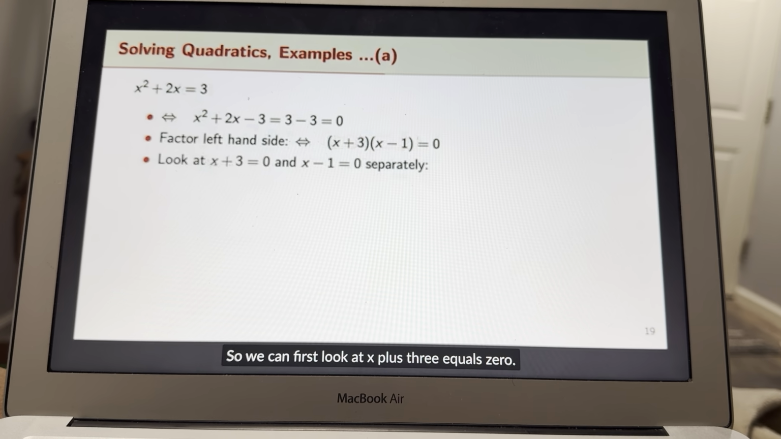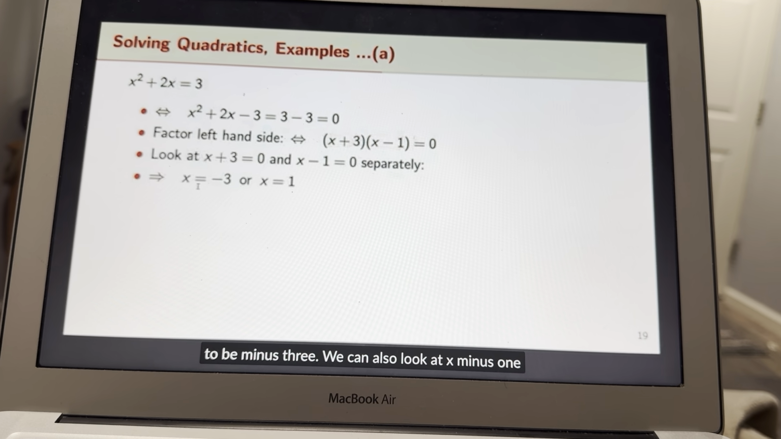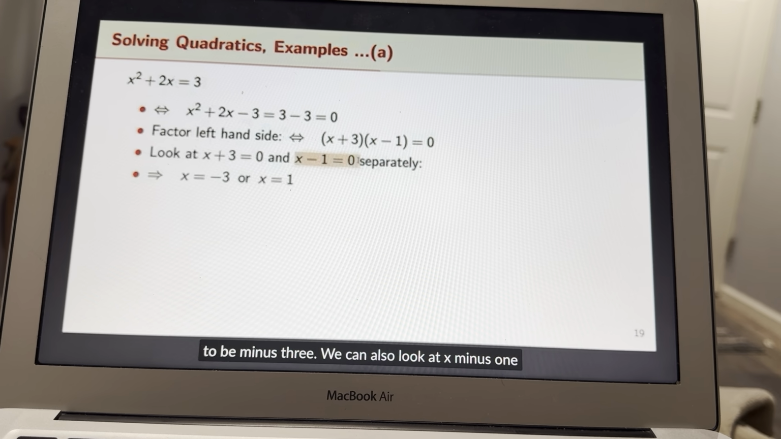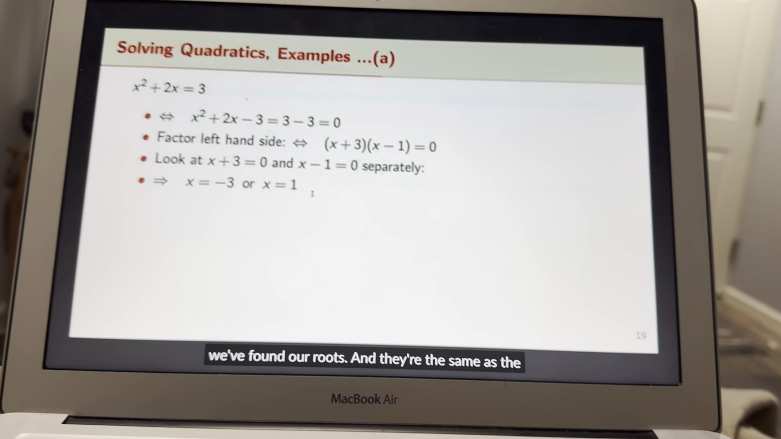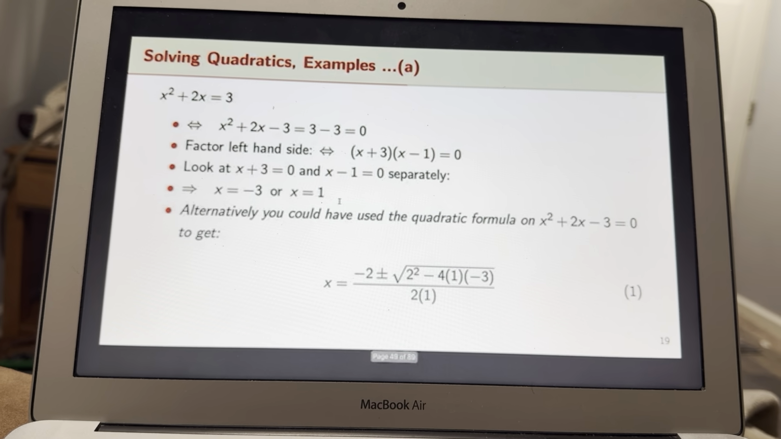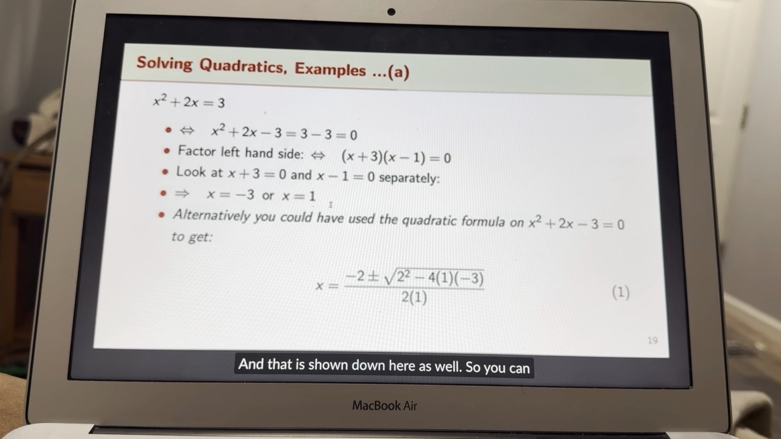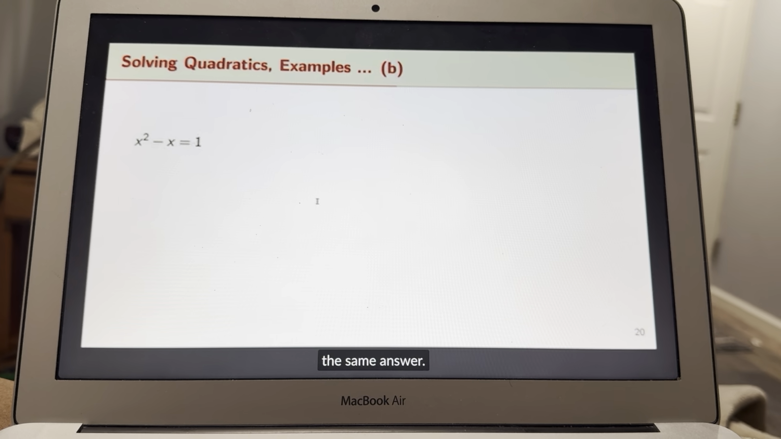So we can first look at x plus 3 equals 0. Note that when x plus 3 equals 0, x is going to be minus 3. We can also look at x minus 1 equals 0, and that's true when x equals 1. So we've found our roots, and they're the same as the ones that we found using the quadratic formula. And that is shown down here as well. So you can always use the quadratic formula, and you'll get the same answer.